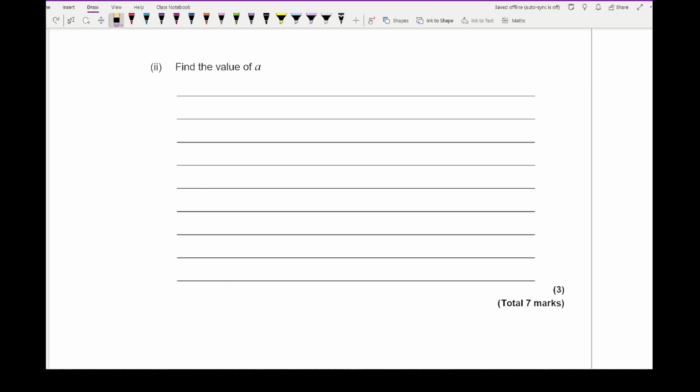Now moving on to part 2, it says find the value of a. If I recall what I discovered in part A, which was that 3^n times a squared, and then we had n minus 1 equals 87480. Now we know that 3^n, or 3 to the power of n, is 729. We also know that n equals 6.